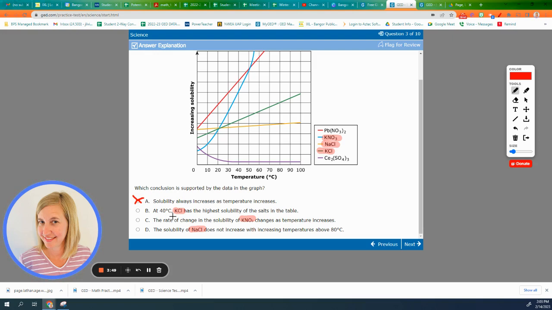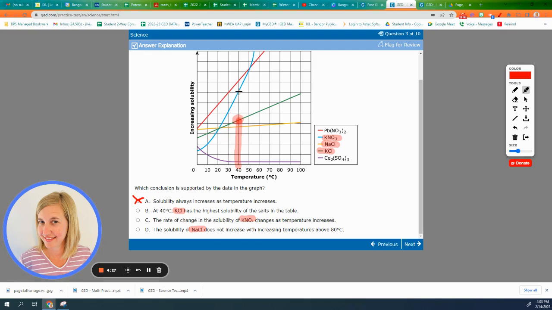Answer choice B, at 40 degrees Celsius, KCl has the highest solubility of the salts in the table. So that's potassium chloride. KCl is green. So let's look at the green line. I'm going to use my highlighter here so I can find the exact point they're talking about. So they said at 40 degrees. So let's find 40 degrees here. And we're going to go up to the green line, and that's right there where it intersects the green line, okay? So at 40 degrees, KCl has the highest solubility of the salts in the table.